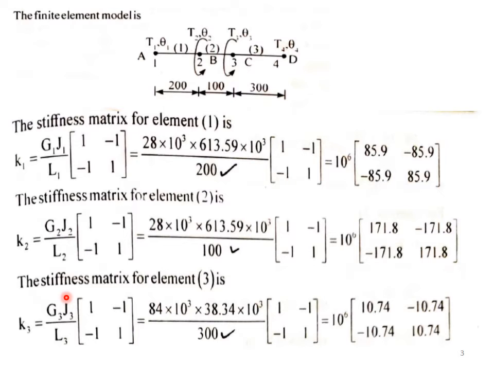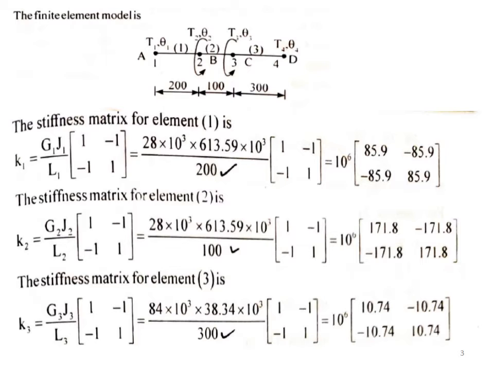Next, the elemental stiffness matrix for element 3 is K3 equal to G3 J3 by L3 times [1 -1; -1 1]. Here the values of G, J and L are all different because this is steel and the length is also different. That is 84 into 10 to the power of 3 into 38.34 into 10 to the power of 3 divided by 300, giving 10 power 6 times [10.74 -10.74; -10.74 10.74]. So these are the stiffness matrices for element 1, element 2 and element 3.